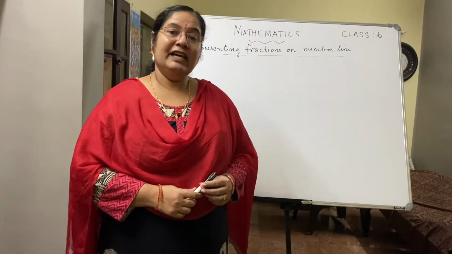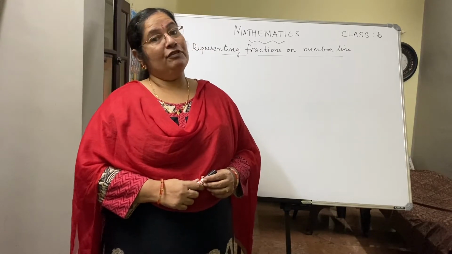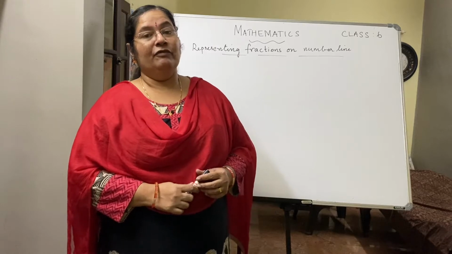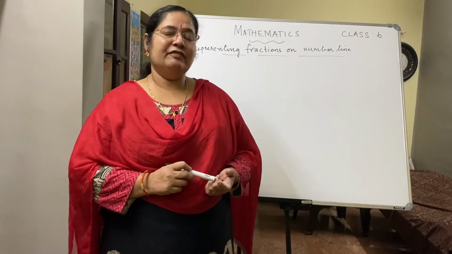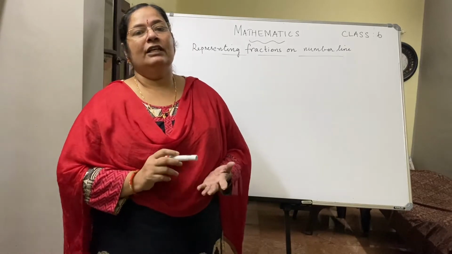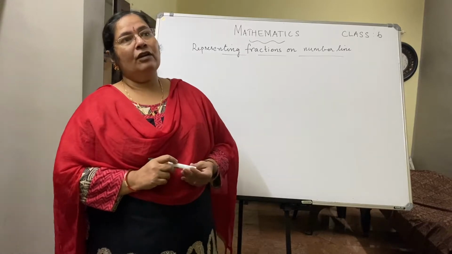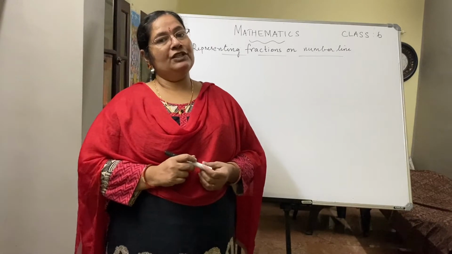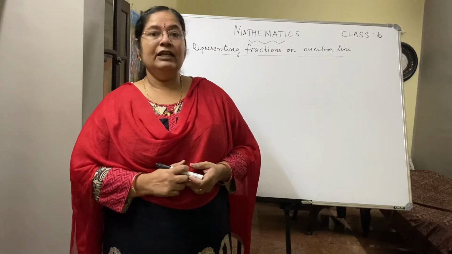Now last day we have seen what fractions are and the different types of fractions we have learned. We have learned about proper fraction, improper fraction, mixed fraction, unit fraction, like fractions, unlike fractions and equivalent fractions. Now what are proper fractions? Proper fractions are those whose denominators are greater than the numerators.